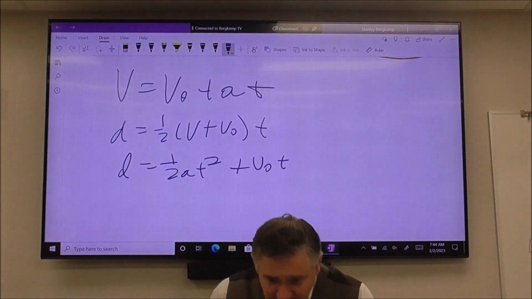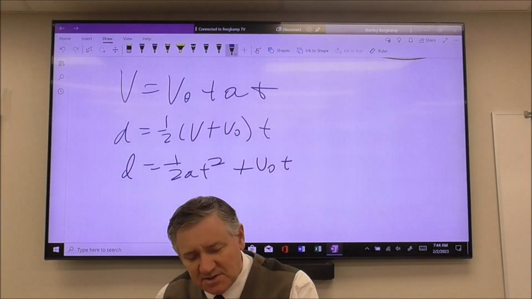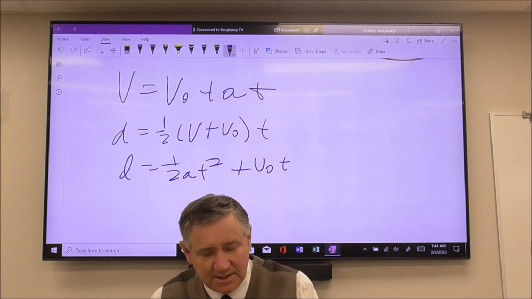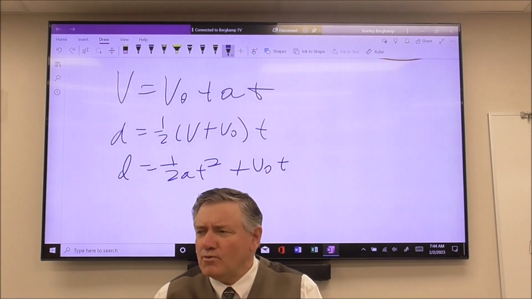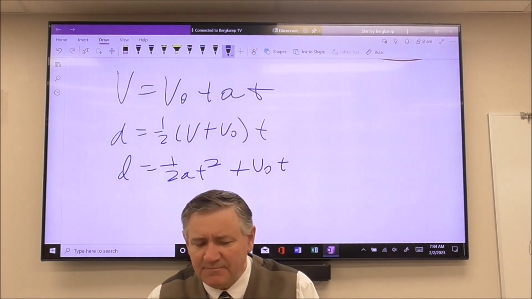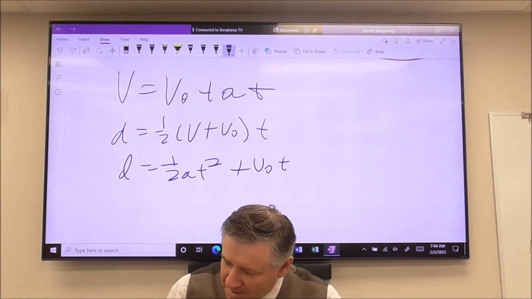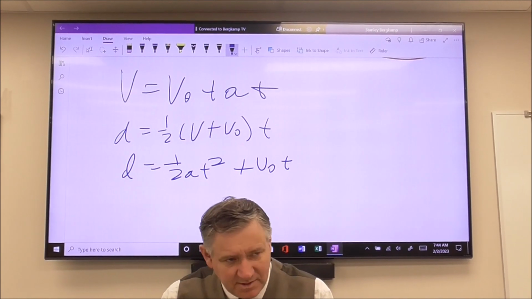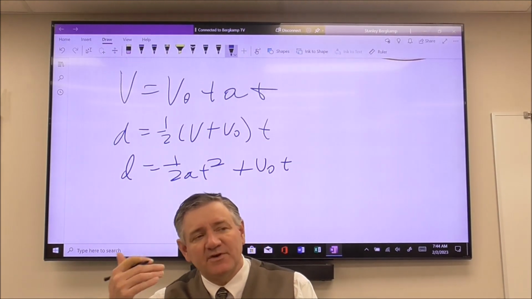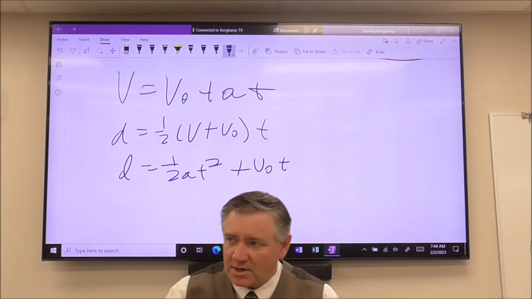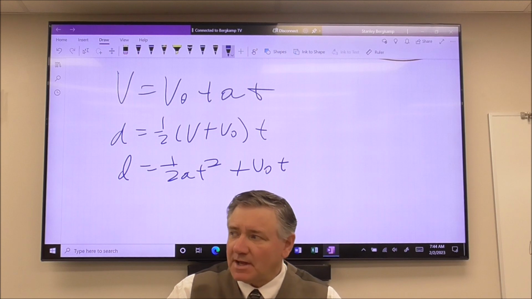Here's the worst thing that you can do when you read these problems: sit there and go, ooh, what equation am I going to use? It's going to be a train wreck. I'm telling you, the best thing you can do is figure out what information you have, what you're given, what you're trying to find, and then go from there.